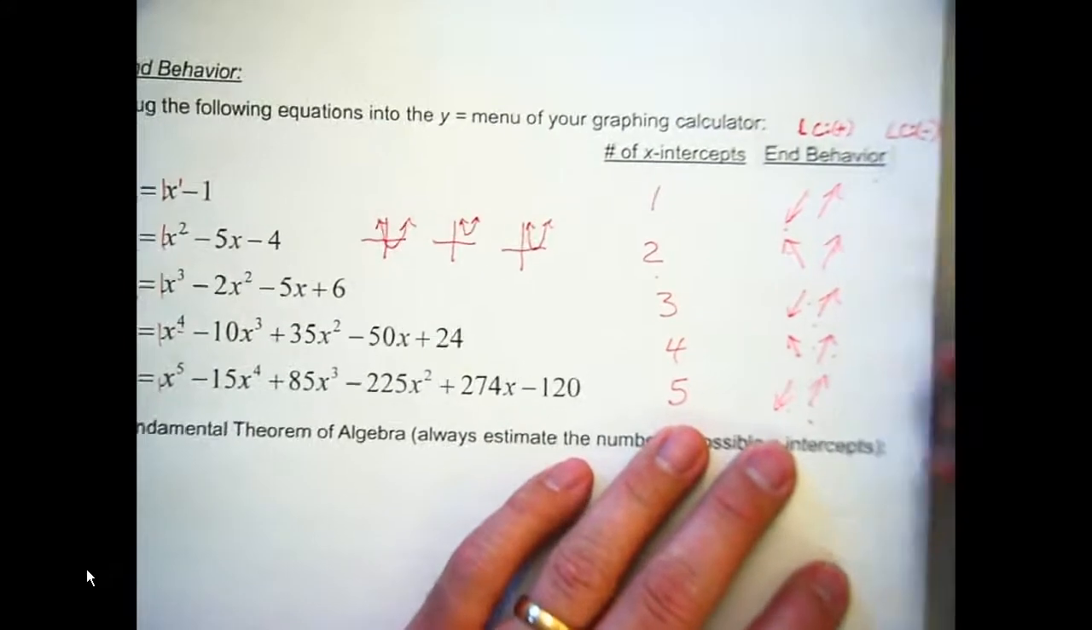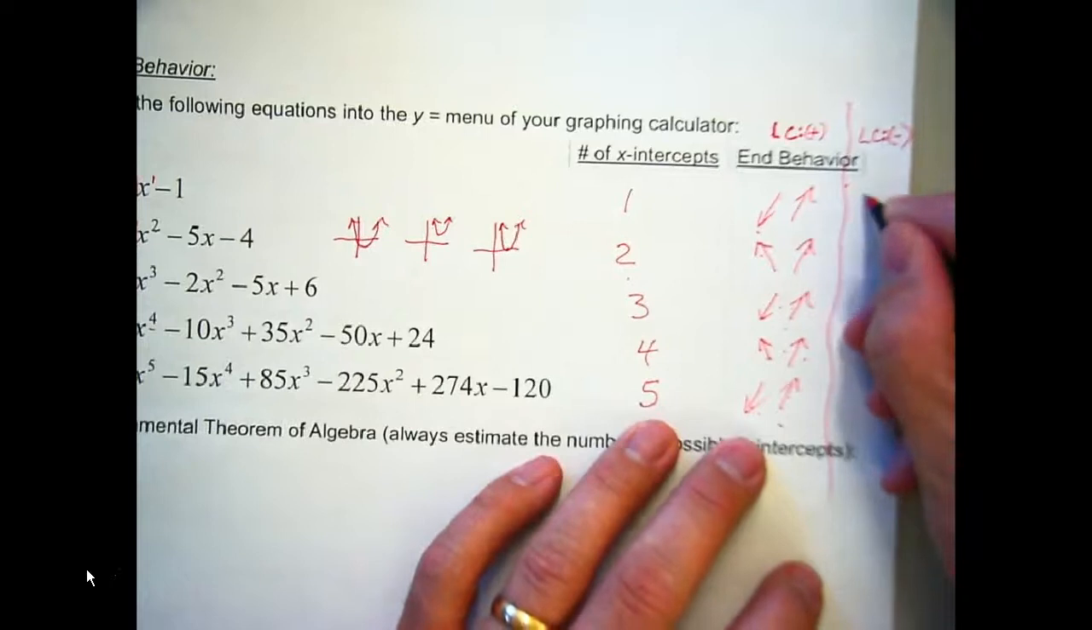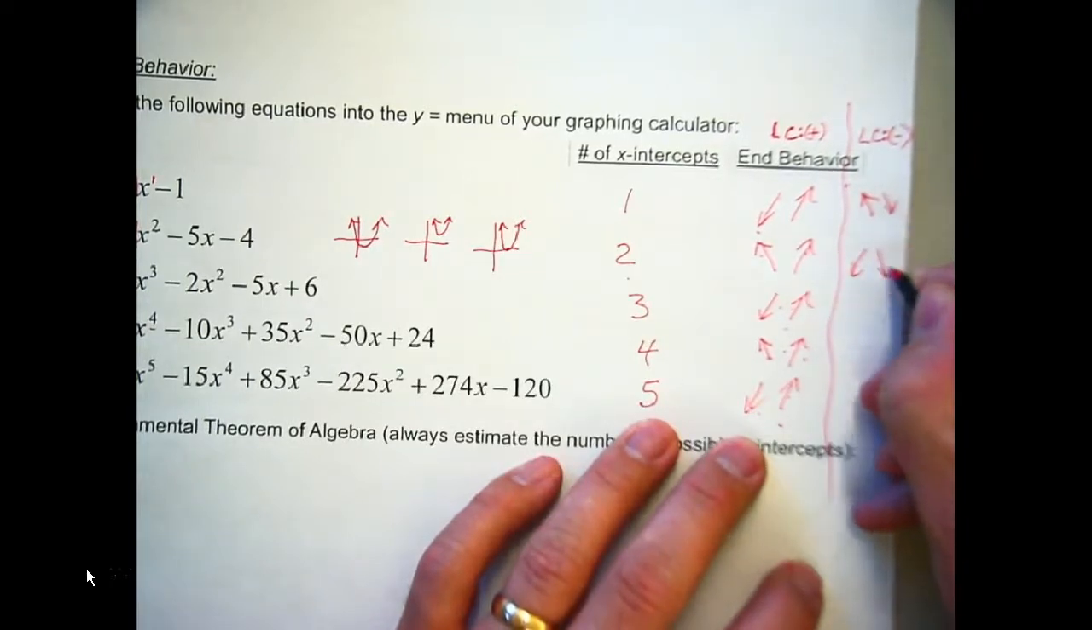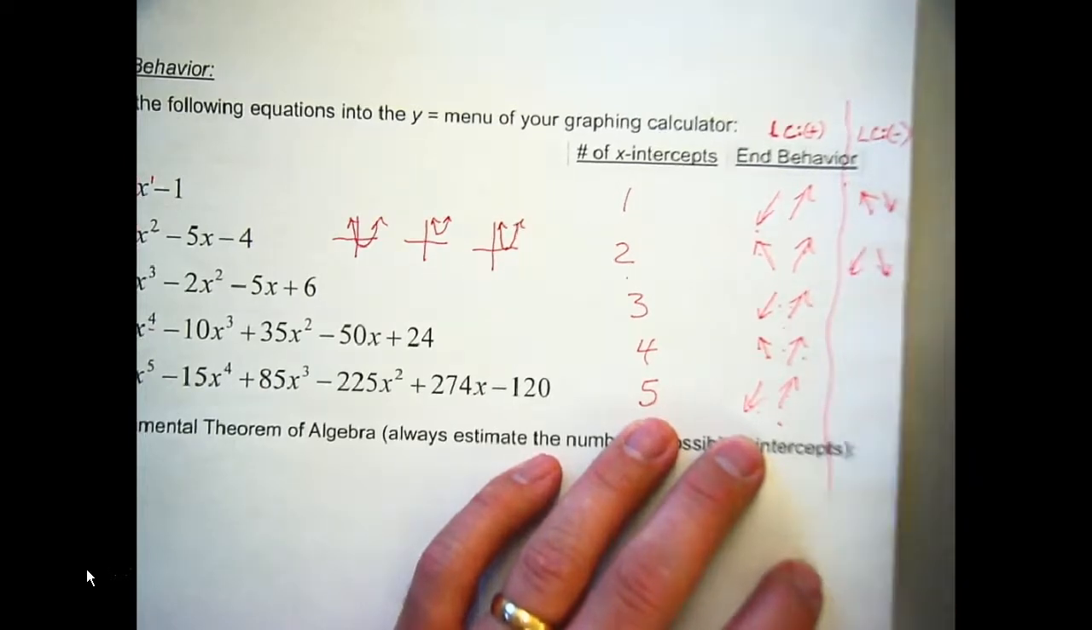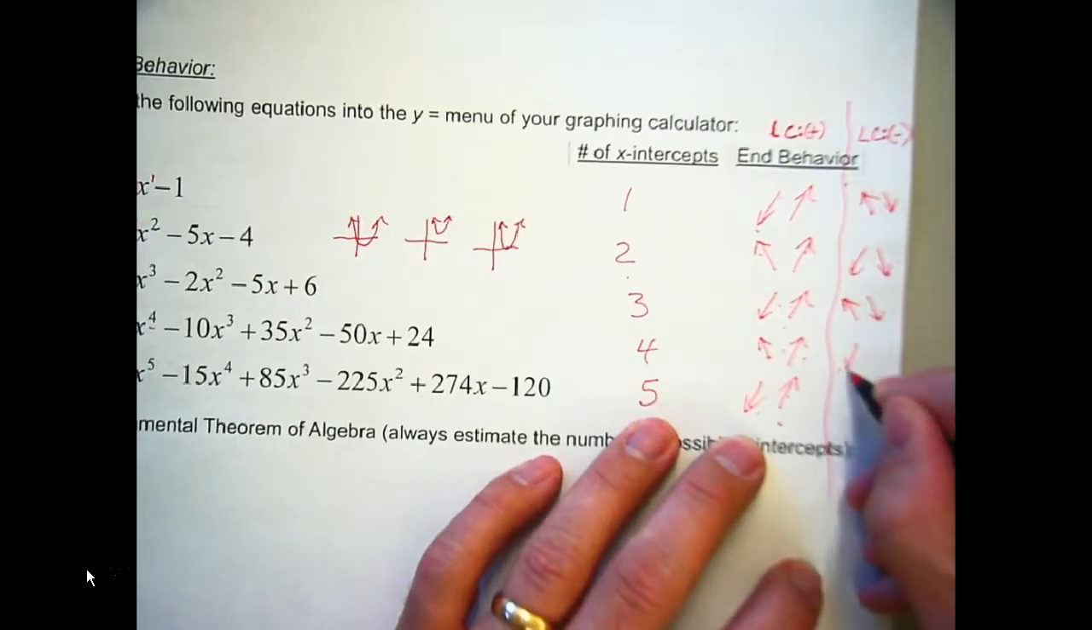everything flips. If it was negative, this now would be up, down. This would now be down, down. We know that with the parabola. If you have a negative, it goes upside down. This one would be up, down. This would be down, down. And this would be up, down.